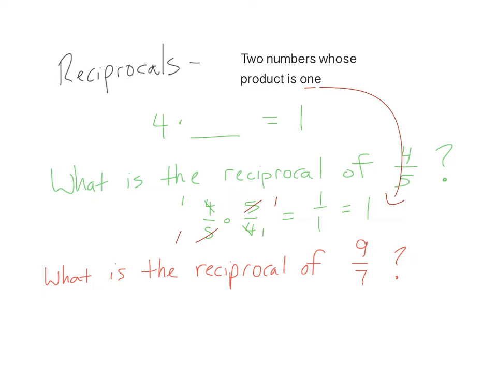So what is the reciprocal of 9/7? Well, flip the numerator and denominator. 7/9. Okay? So I will put 5 over 4 here as the answer to that one. So all you have to do is flip.